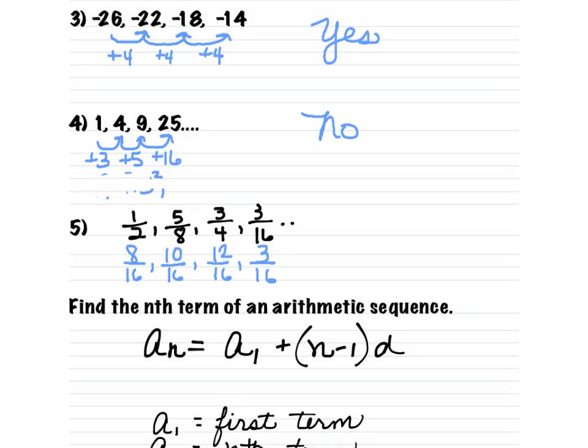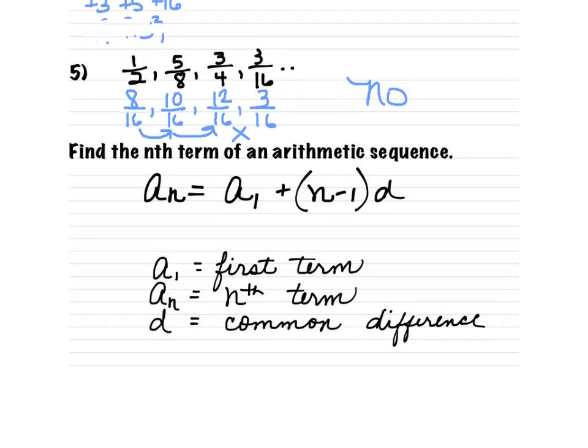So here we have 2/16 being added, 2/16 being added, but here that's broken down. This 3/16 is a way smaller number. So again, this is not an arithmetic sequence. It breaks down right here. Okay. All right, take down these notes, please.